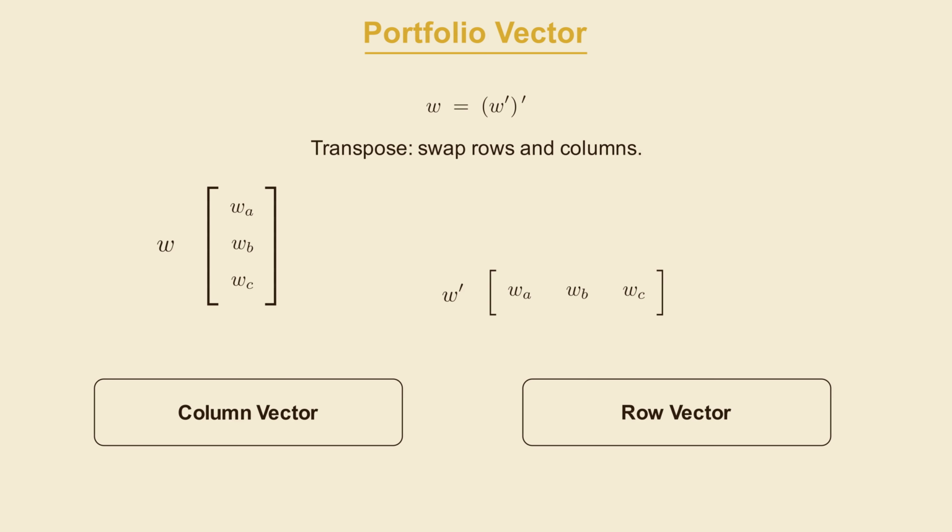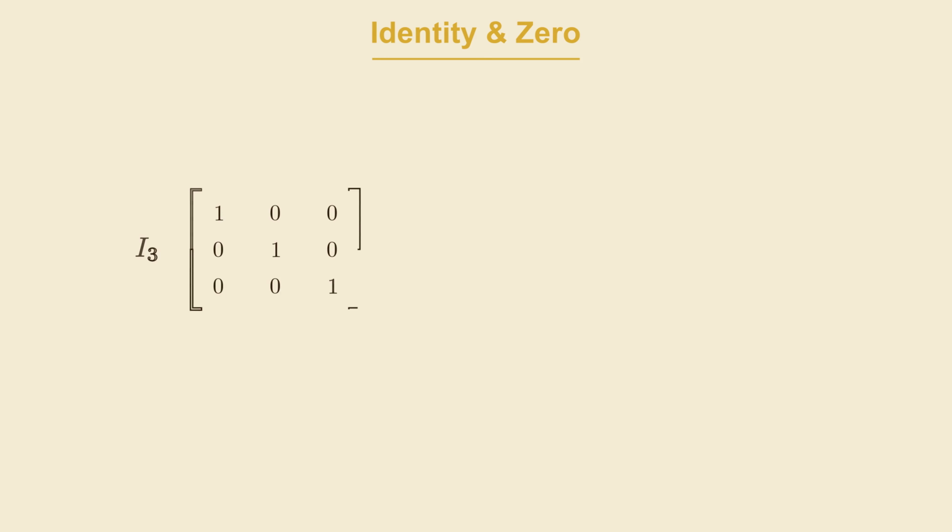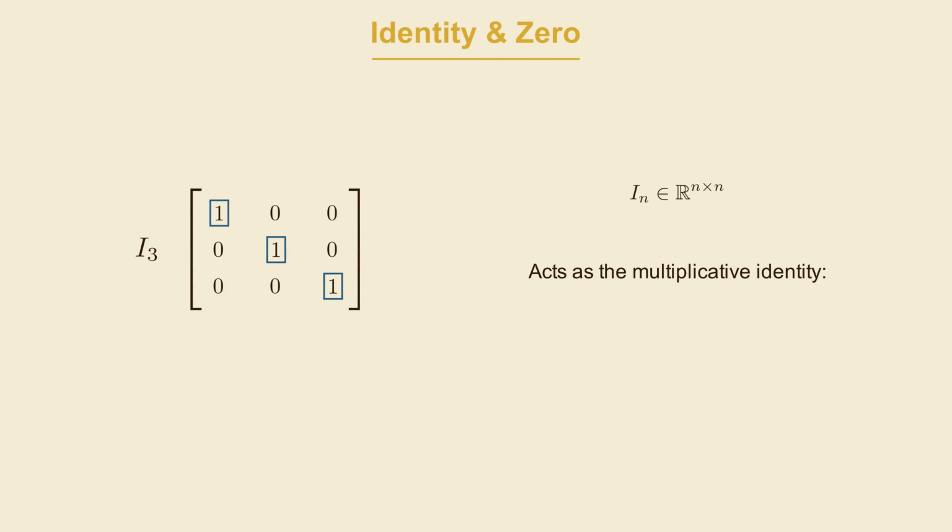Finally, there are 2 other types of matrices that will often show up within the world of finance. The first is the identity matrix. The identity matrix is a square matrix that has 1s on the diagonal and 0s everywhere else. We write it I sub n for the n by n identity matrix. For example, the 3x3 identity matrix has 1s at row 1, column 1, row 2, column 2, and row 3, column 3, but everything else is 0. So why is this matrix important? Well, we're basically going to find that this identity matrix plays the role of the number 1 within matrix algebra, and we'll see exactly how that works when we get to matrix multiplication.